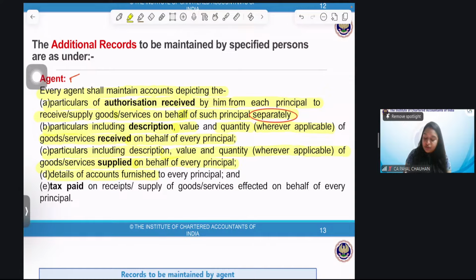The detail of account furnished to every principal, I'll give you. I also have to maintain tax paid on the receipt and supply of goods and service effected on behalf of every principal. And if I have paid any tax, then I have to give a detail of that also. Everyone, did you understand?